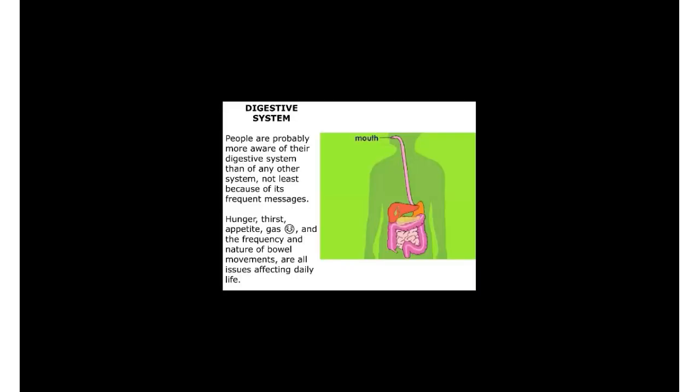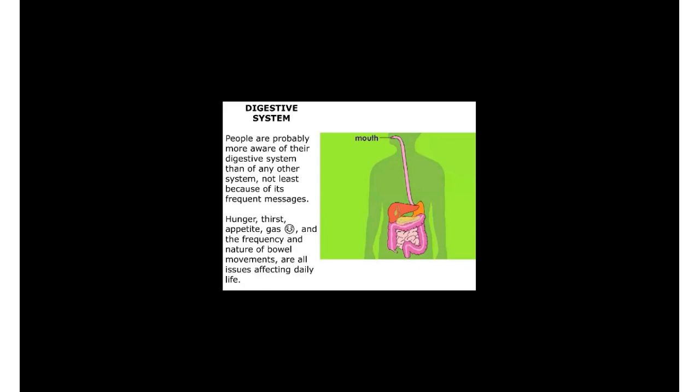So digestive system is basically what? It is a system where whatever we eat, the body can use that product in different ways. Okay. So people are more aware of the digestive system than other systems, not least because of its frequent messages. Okay. So why are we more aware? Because it is your day-to-day process, and you eat and you do a lot of things. Okay, we are actively doing that process. That's why people are a little bit aware of things.